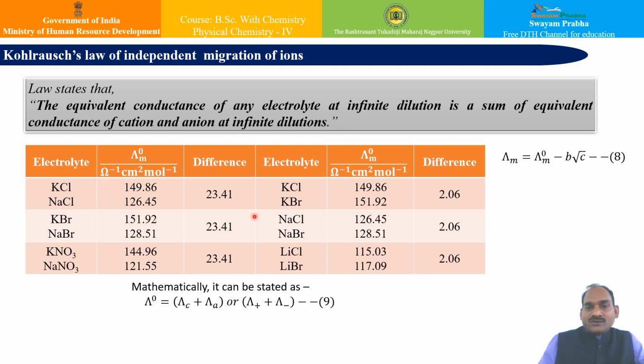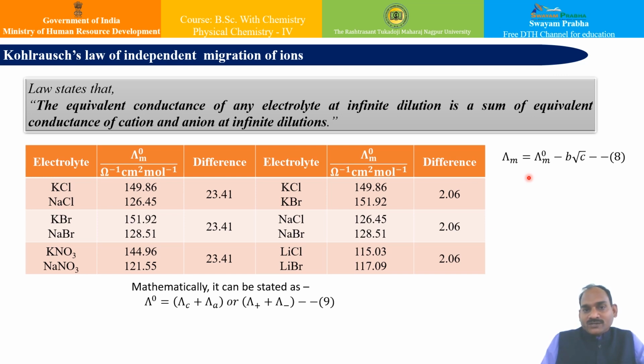So Kohlrausch was the first to observe that when molar conductance for a univalent strong electrolyte like NaCl is plotted against the square root of concentration, the curve approaches linearity in dilute solutions and follows the equation of a straight line. Basically, you can see this equation, isn't it? So it follows this equation of a straight line where B is the constant, and the value of limiting molar conductance can be obtained by extrapolating the curve to zero concentration.